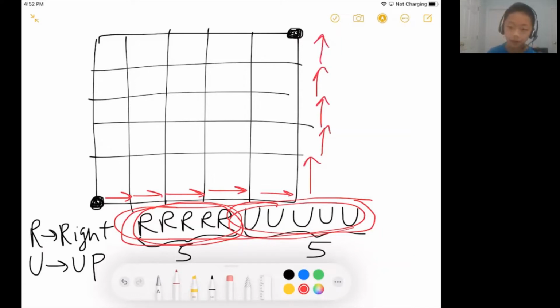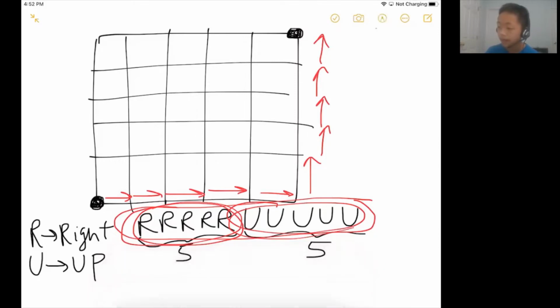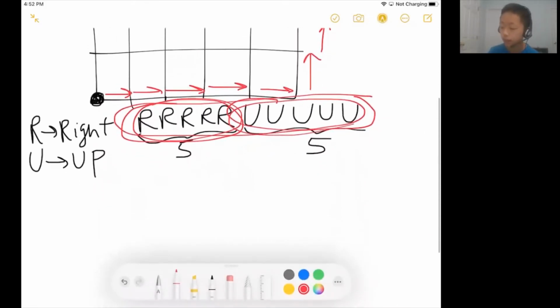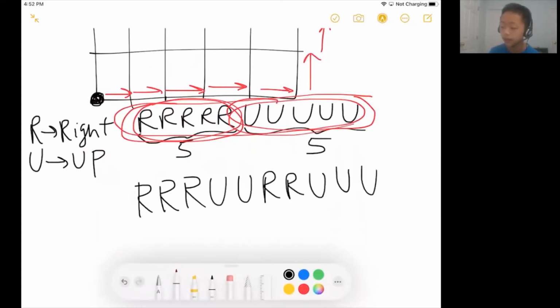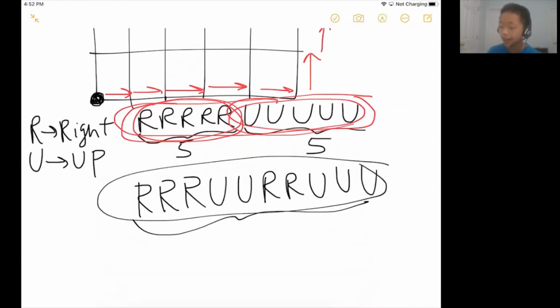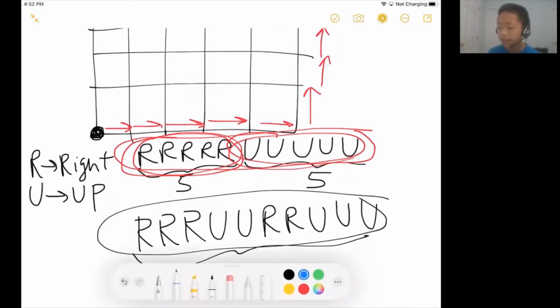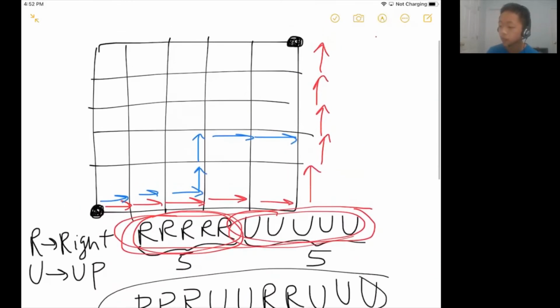And notice that no matter how we arrange these characters, we're always going to get exactly one possible path on the grid. For example, if we rearrange this string and write it as R, R, R, U, U, R, R, U, U, U, notice this still has length 10, and it still has 5 R's and 5 U's. This also corresponds to exactly one path on the grid. What this string means is that we're going to go right 3 times, then up 2 times, then right 2 times, and then the last 3 U's represent going up 3 times.